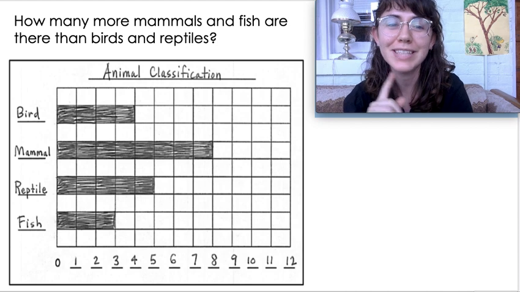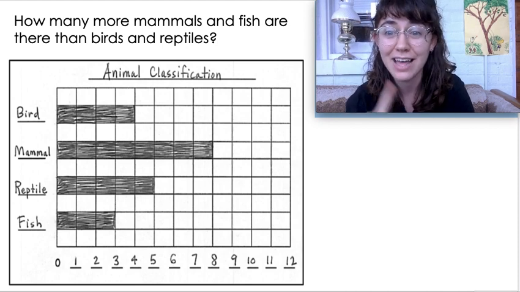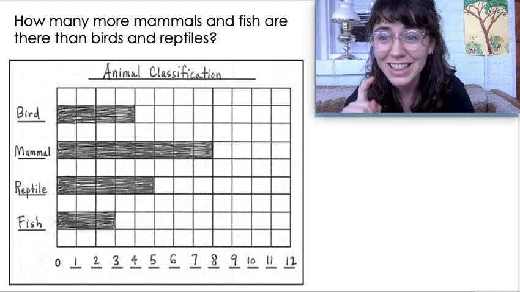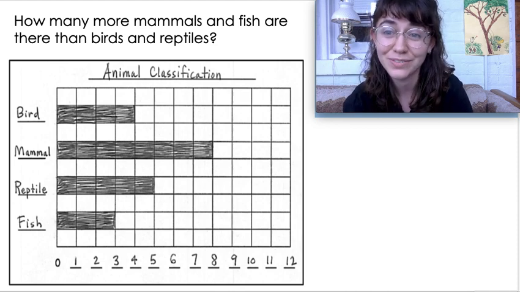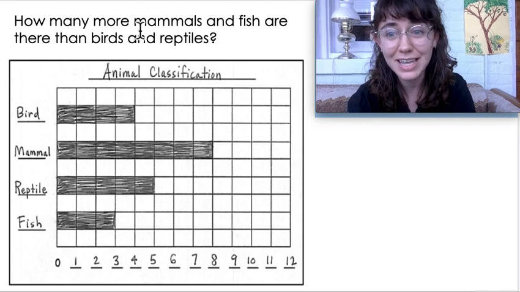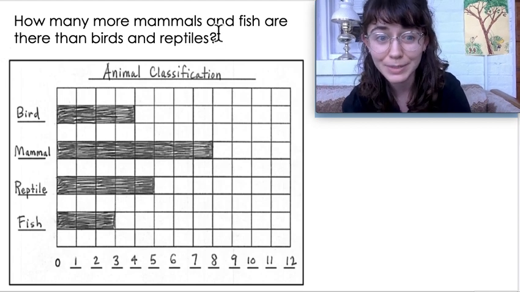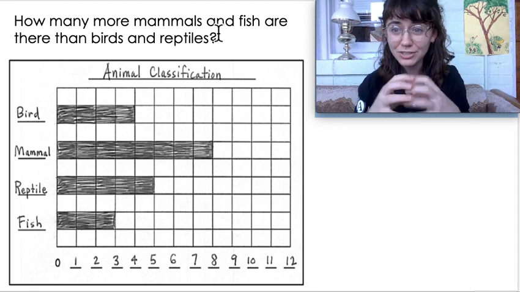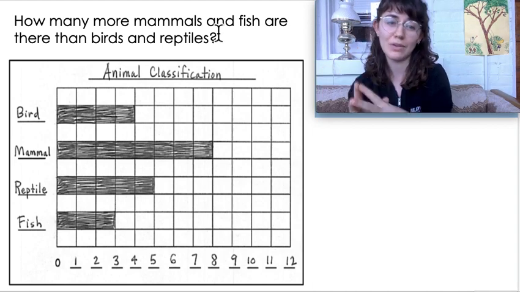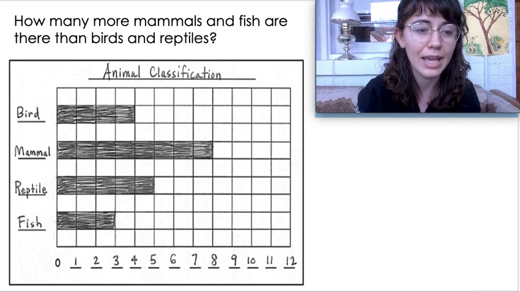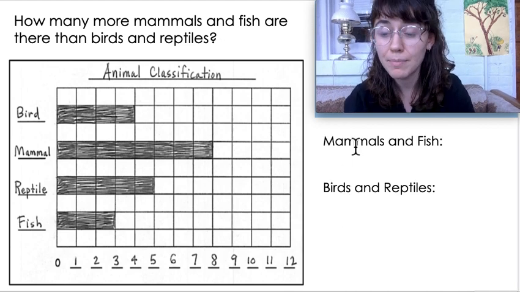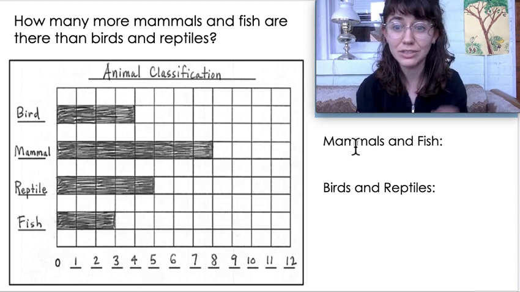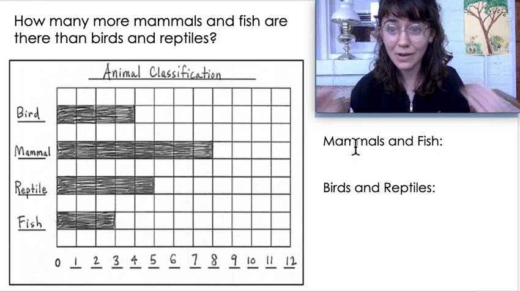How many more mammals and fish are there than birds and reptiles? There's a tricky thing in this problem, and I'm going to tell you what it is. This problem is asking us to compare, which you guys are really great at, but it's also asking us to compare groups of animals. So putting 2 categories together. We're putting together the mammals and the fish, and then we're putting together the birds and the reptiles. So go ahead and write down a number sentence for the mammals plus the fish, and then the birds plus the reptiles. 2 different number sentences. Go ahead, write them down.